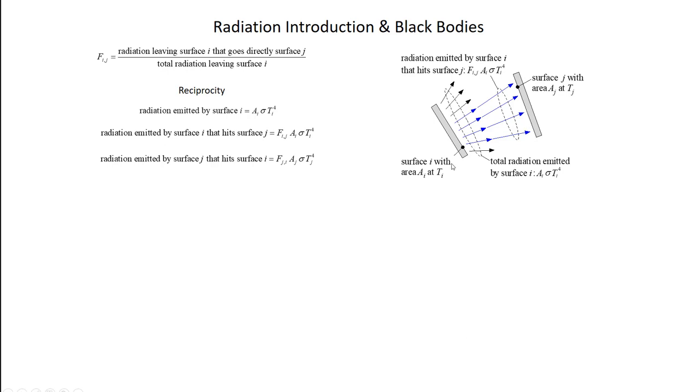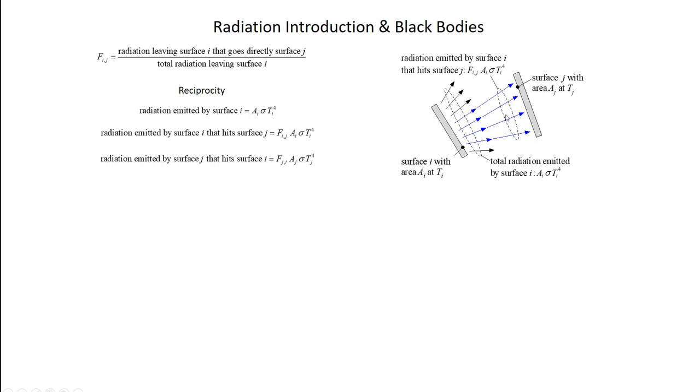If I want the net radiation heat transfer from I to J, I have to take the first thing and subtract from it the second thing. Let's think about this. For the first thing, I'm going to figure out how much radiation is emitted by I. If it's a black surface, that's just the area times the black body emissive power, A_I sigma T_I to the 4th. That's emitted diffusely, in all directions.